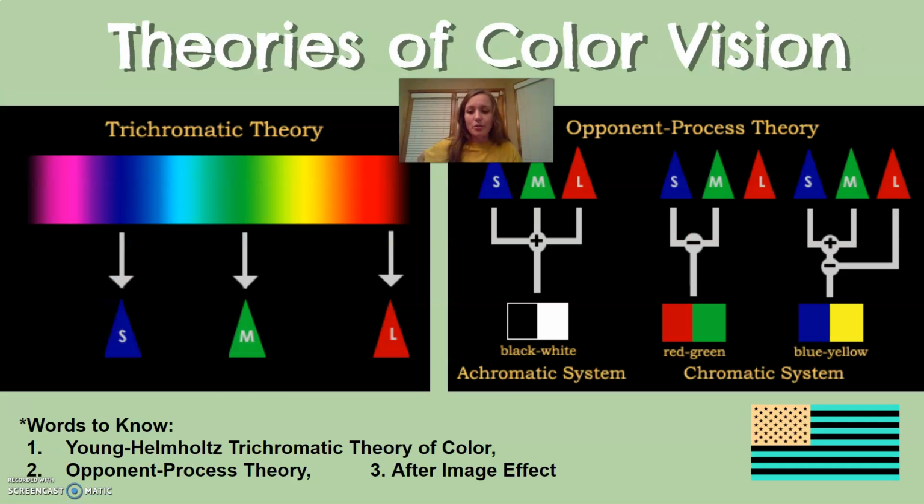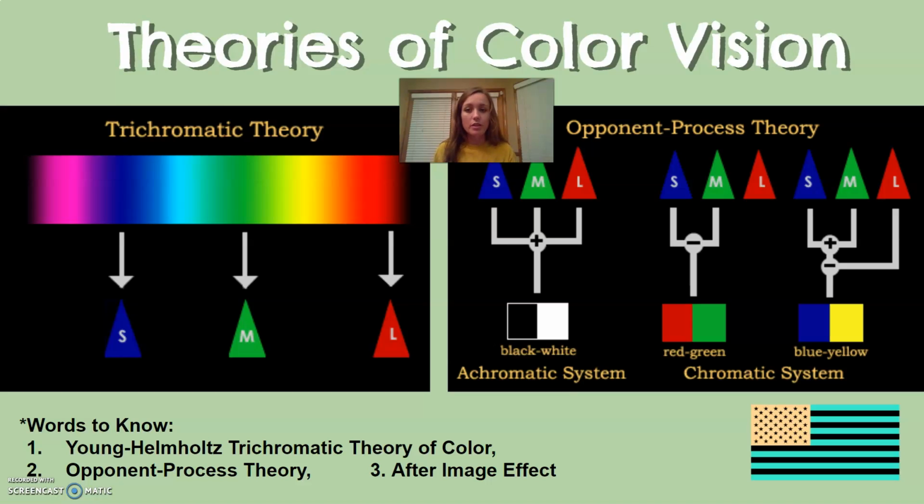Okay, and finally we're going to end on theories of color. Theories of color deal with trying to explain how we are able to see color and understand color. And we know that our color vision comes from our cones. We know that cones are involved in color vision. We're just not exactly sure how our cones are interpreting the different colors that we see.